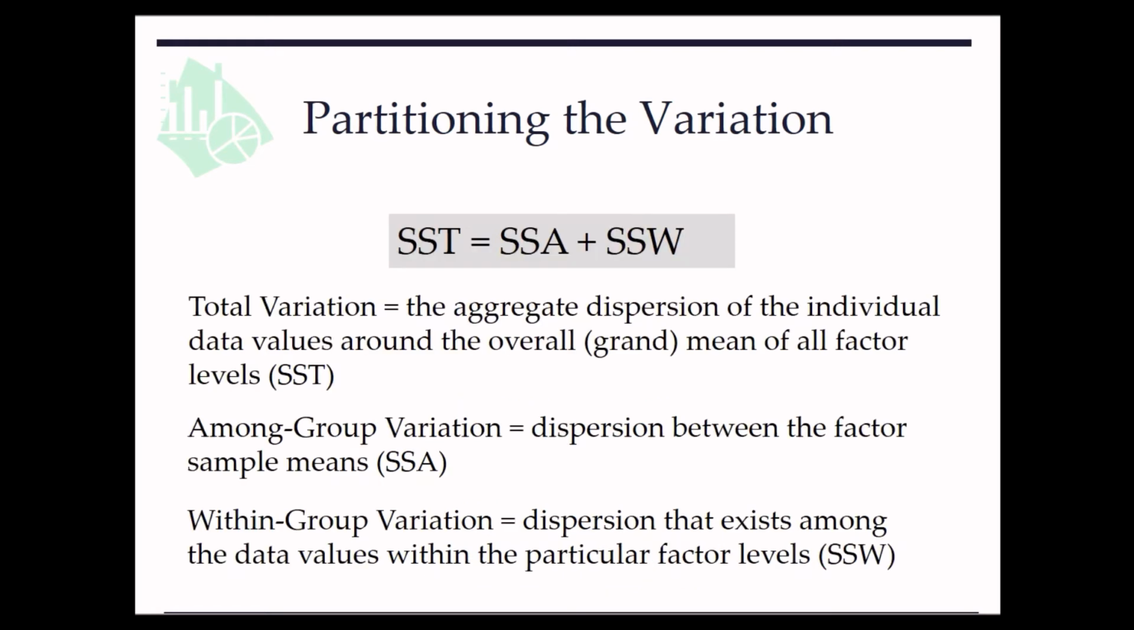SST, total variation, the aggregate deviation of the individual data values around the overall or grand mean of all factor levels. The among group variation, SSA, is the deviation between the factor sample means. The within group variation, SSW, is the deviation that exists among the data values within the particular factor levels.